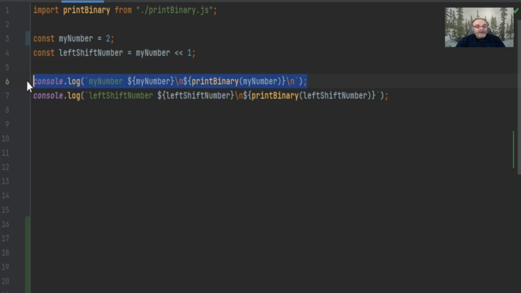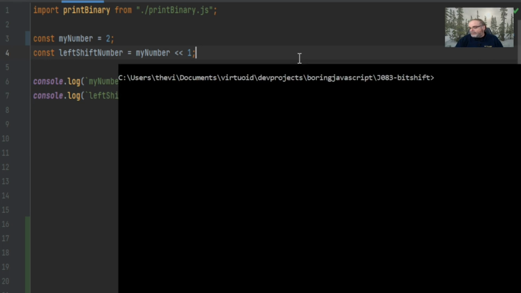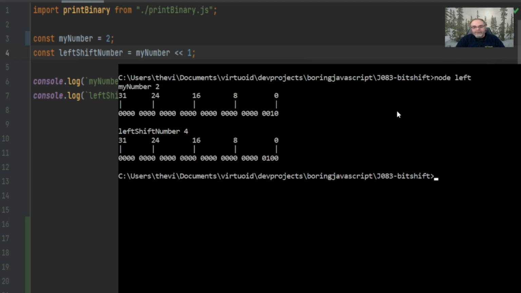So what I'm going to do here in my code is print out my number, and then print out the left shift number and show you the difference between the two. So let's flip back over to Node. And let's type in, let's actually type it in correctly, node left.